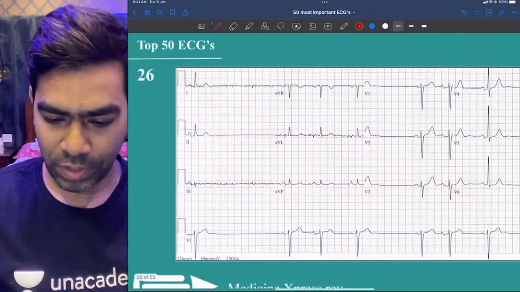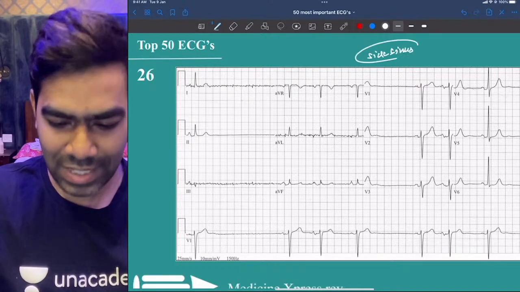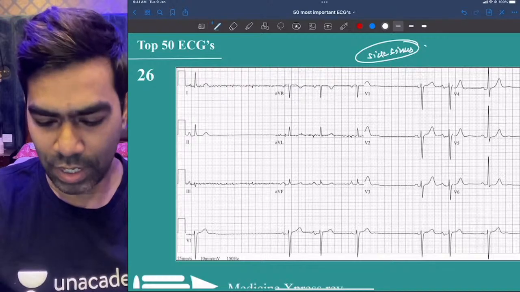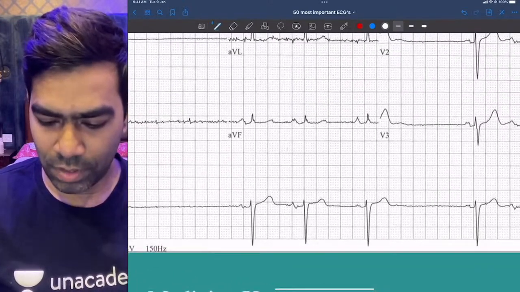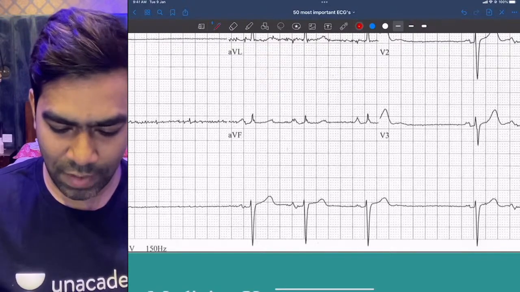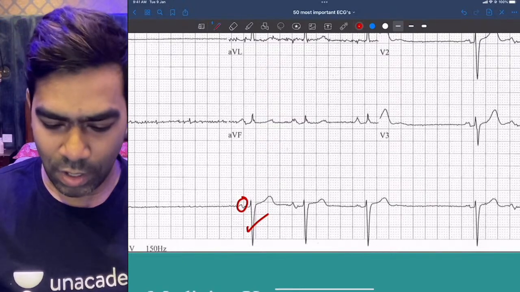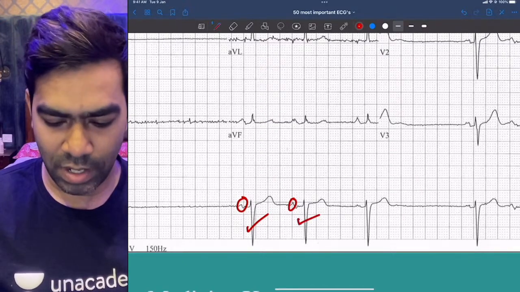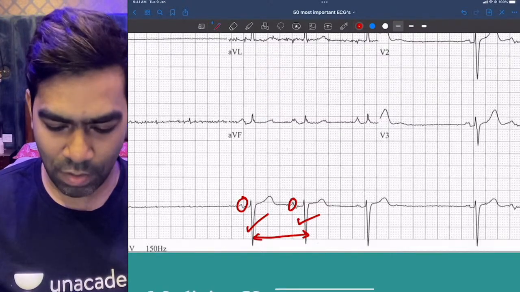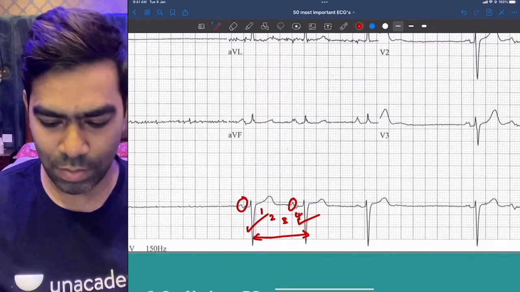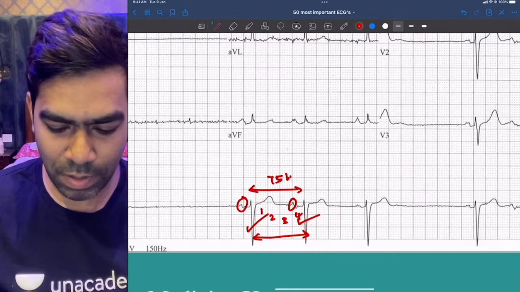And look at this one. This is an example of a sick sinus syndrome. So here the patient is having long sinus pauses. Here the patient is having a P wave and a QRS complex, all right. Here you have a P wave and a QRS complex, all right. But look at the rate in between. So what is the rate in between these two QRS complexes? You have 1 large box, 2 large boxes, 3 large boxes, and 4 large boxes. So which means the rate between these two QRS complexes is 75 beats per minute.